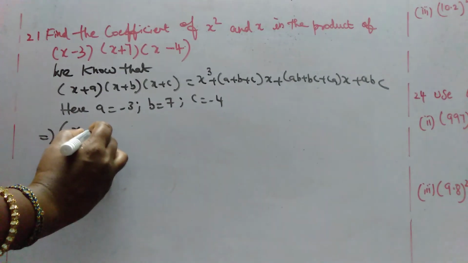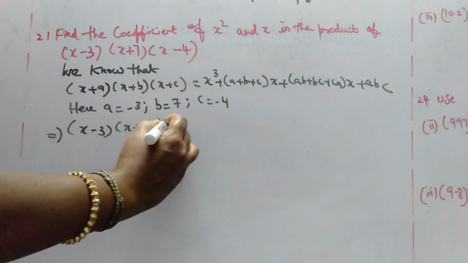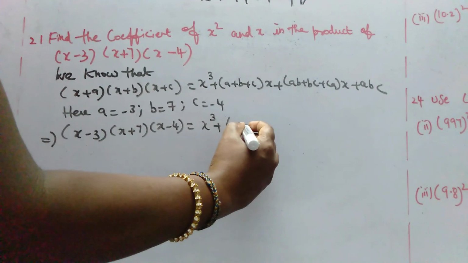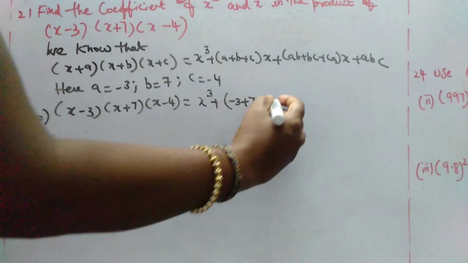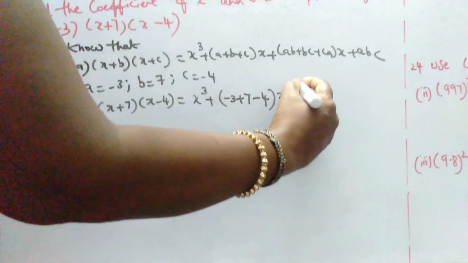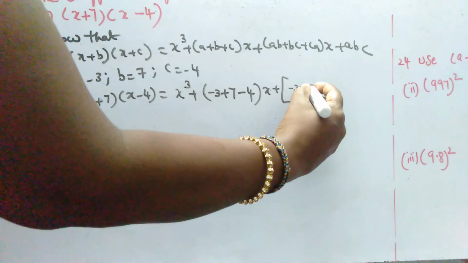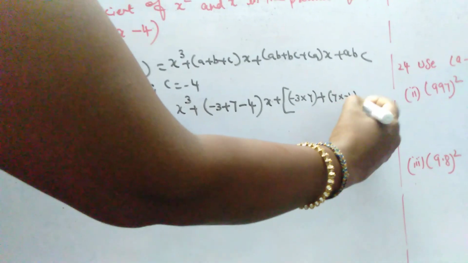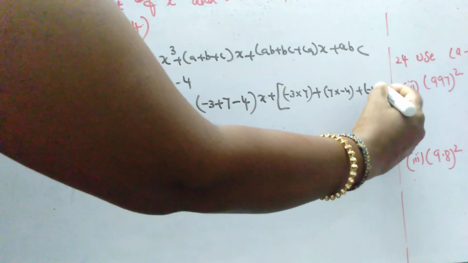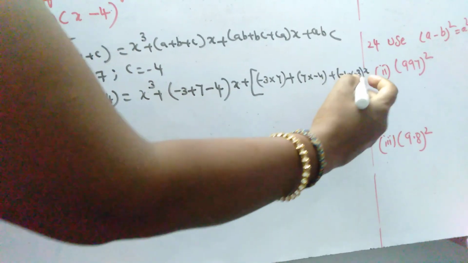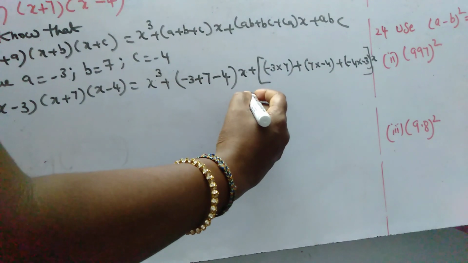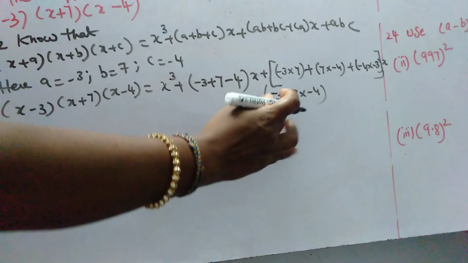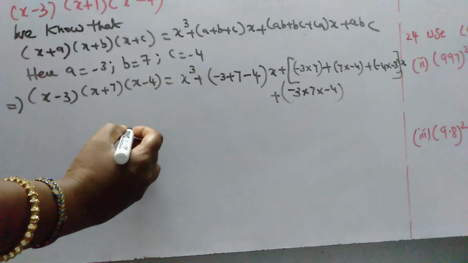So (x - 3)(x + 7)(x - 4) equals x³ + (a here is -3, b here is +7, c here is -4)x² + (ab here is -3 into 7, then plus bc, that is 7 into -4, then ca, -4 into -3)x, then plus (-3 into 7 into -4), which is abc. Okay, let us expand this one.